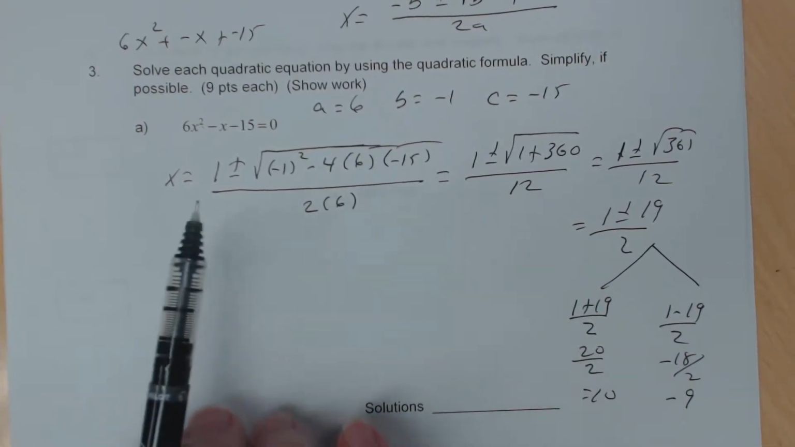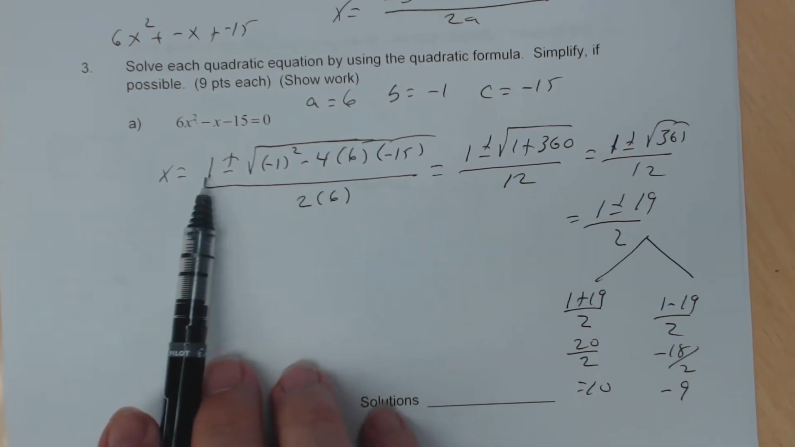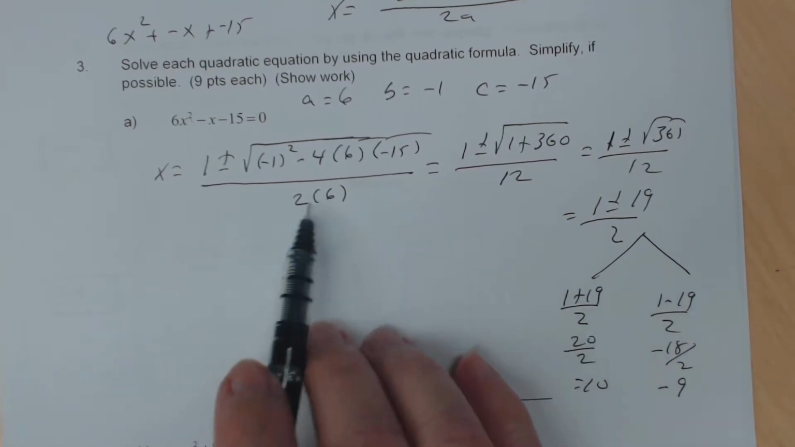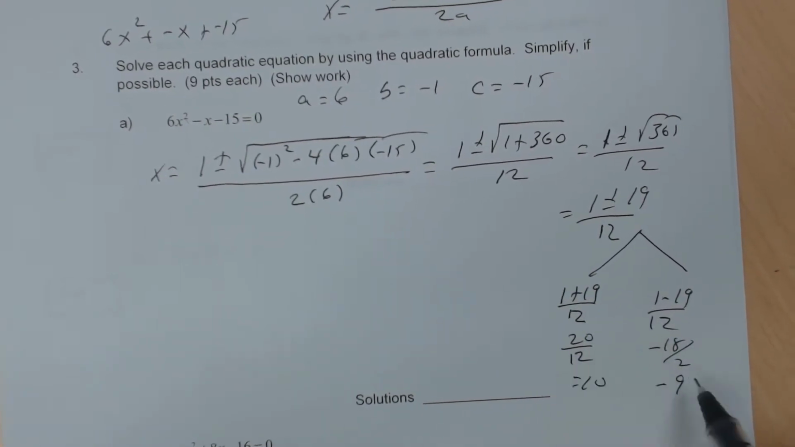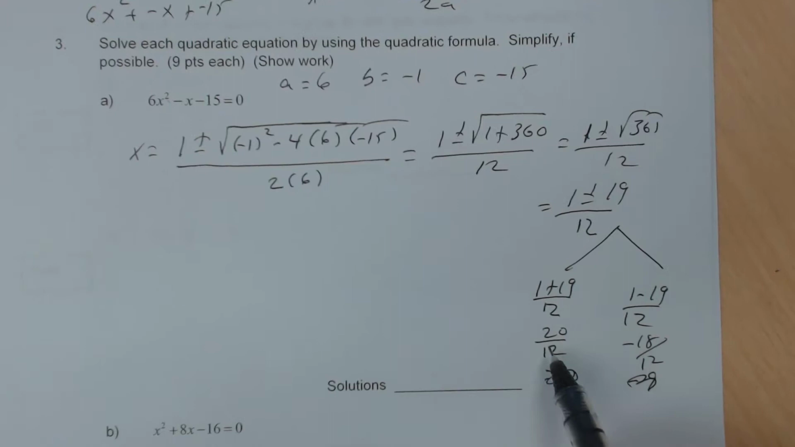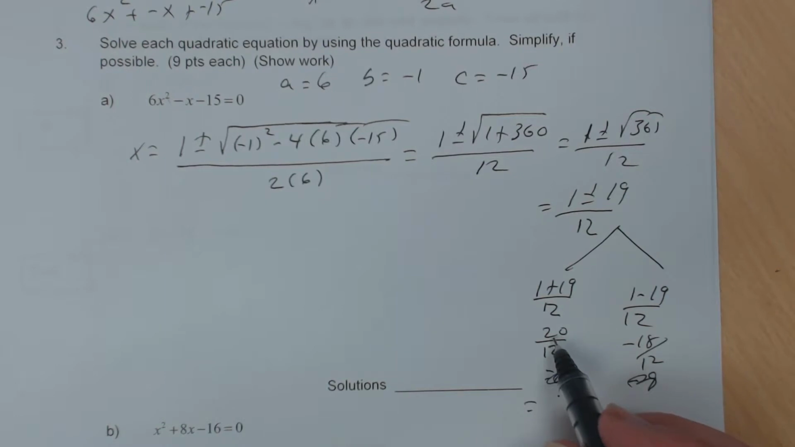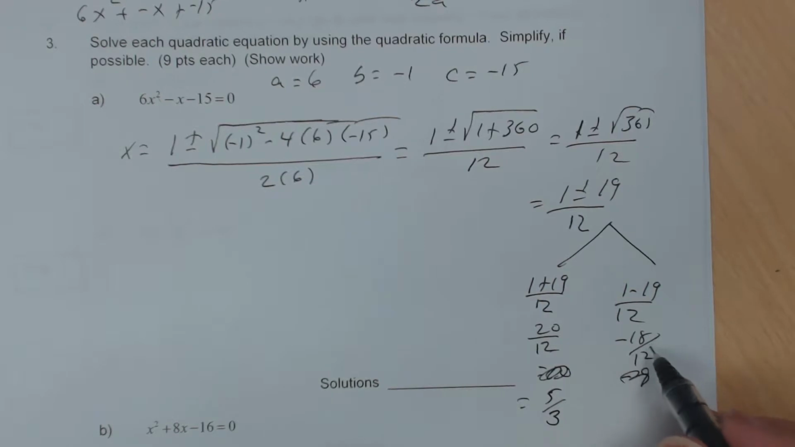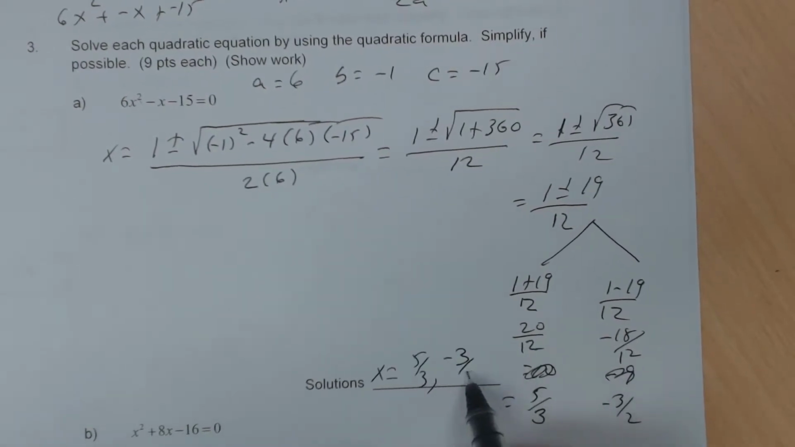All right, so let me make sure real quick I didn't do anything wrong here. Opposite of b, 2 times 6 is 12. Oops, I did. I said 2, right? That's 12. So always be careful. It's 12 in each place, and that's going to change this. So 20 divided by 12 reduced: they're both divisible by 4. 20 divided by 4 is 5. 12 divided by 4 is 3. Here, these two are both divisible by 6, so that's negative 3 halves. So the answer is x equals 5/3, comma, negative 3 halves.